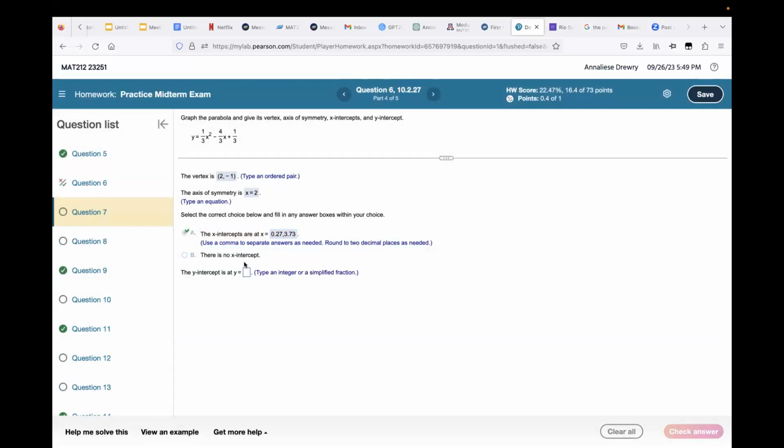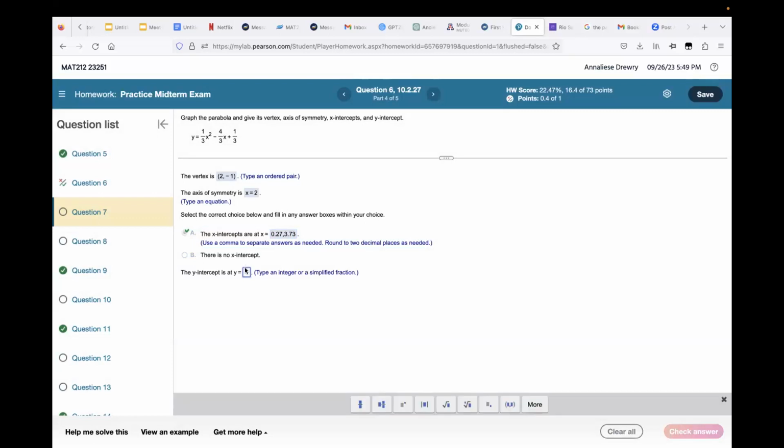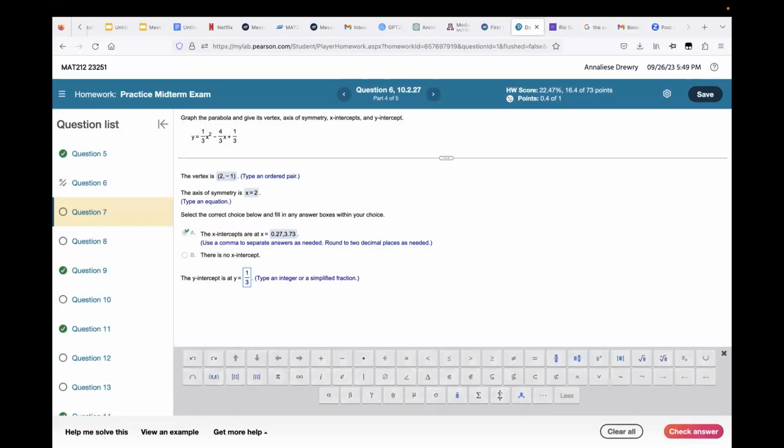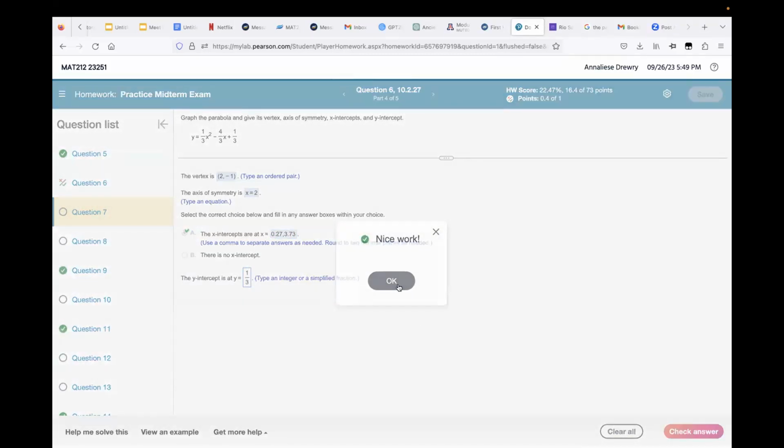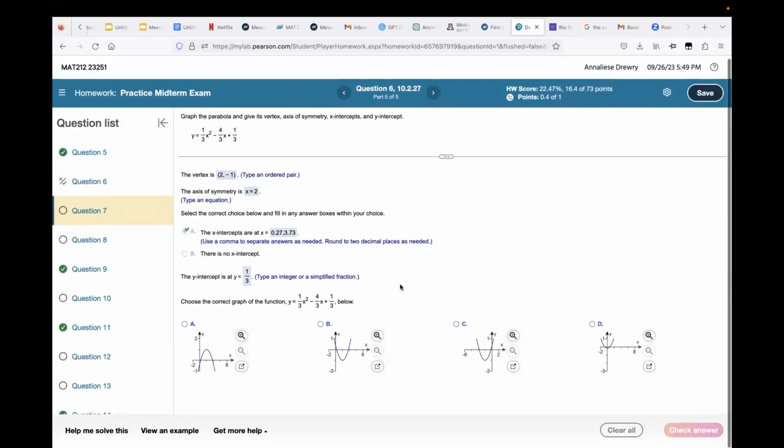Now, y-intercept, is it an ordered pair? No. 1/3, 1 divided by 3. Okay, and then the graph, it looks like graph B. Yeah, it looks like graph B. And you would see that. I mean, this is stuff you could do for sure. Go ahead and run that.